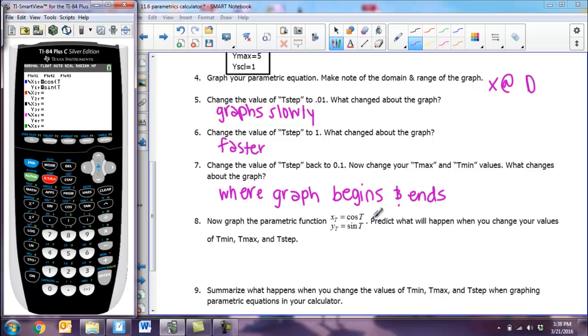Now we're going to graph a different parametric function, cosine and sine. If you remember, these made circles. We're trying to figure out what's going to happen if I change t-min, t-max, t-step. So if I go back to my window, we're going to see where I'm graphing. Right now I'm from 0 to 2, and then at 0.1. So I'm going to change that back to 4, and I'm just going to look at the picture.